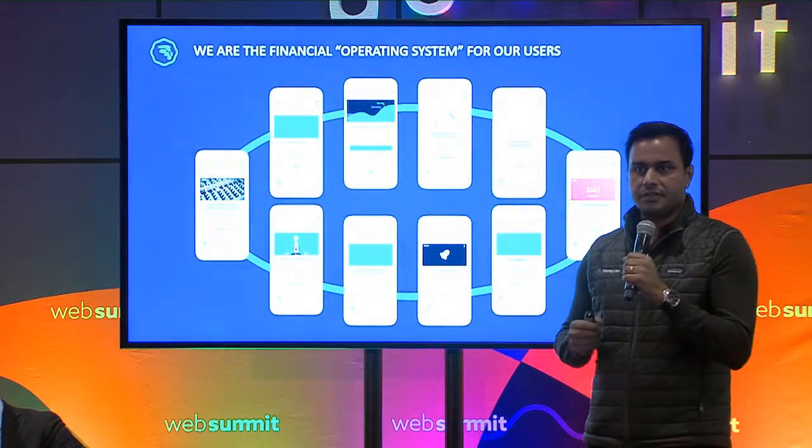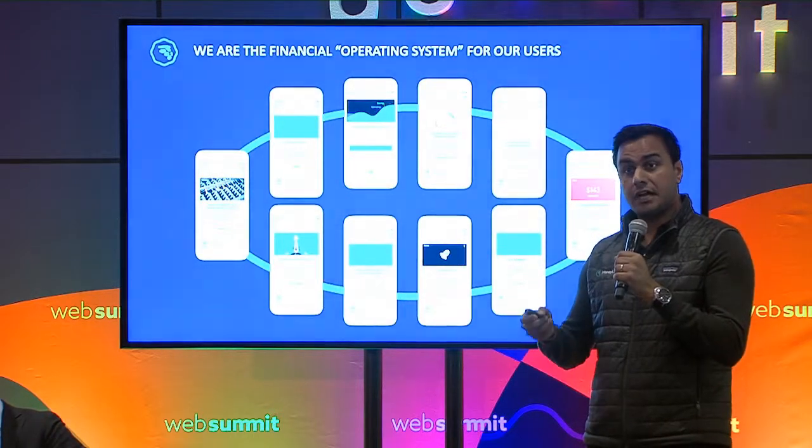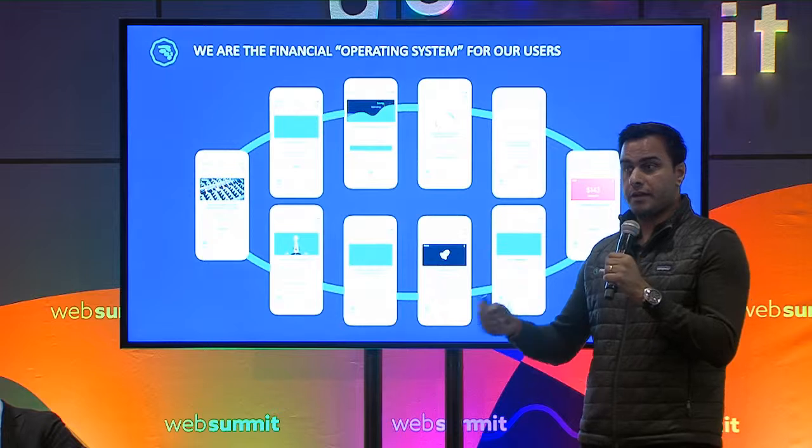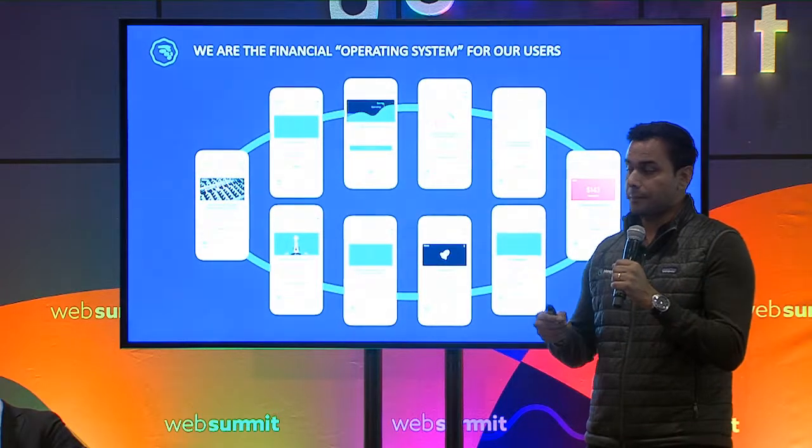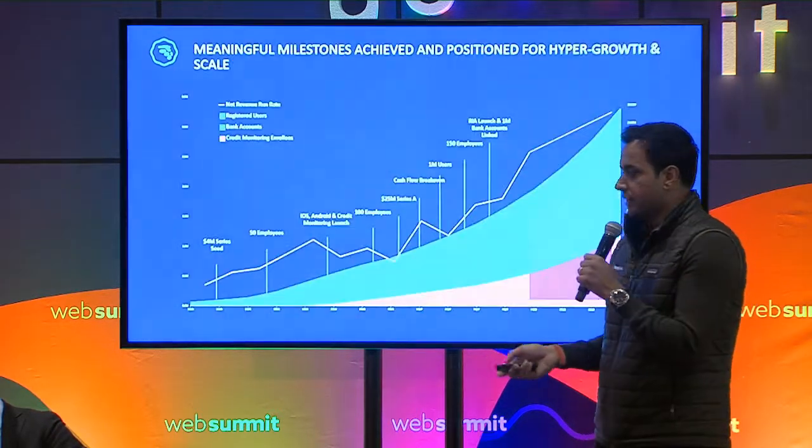We can actually have conversations with our users and say, hey, John, we predict that you're going to run out of money in 10 days. Consider these 4 options.